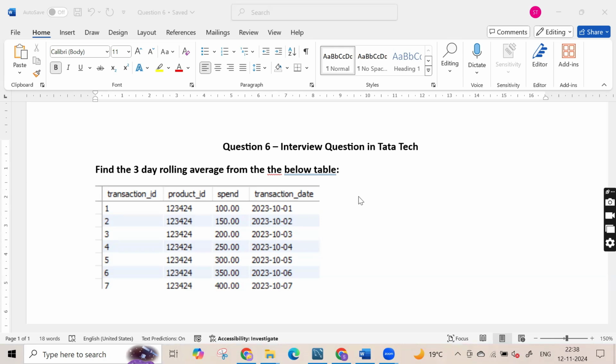elongated and lengthy. Window functions provide great efficiency for problems which require moving windows or sliding windows. So the question in this case is: find the 3-day rolling average from the below table.